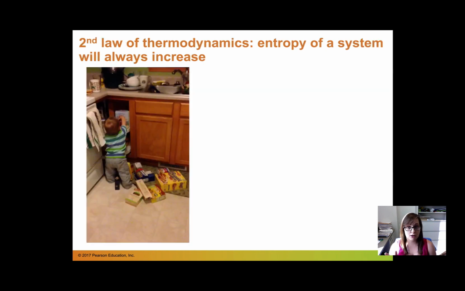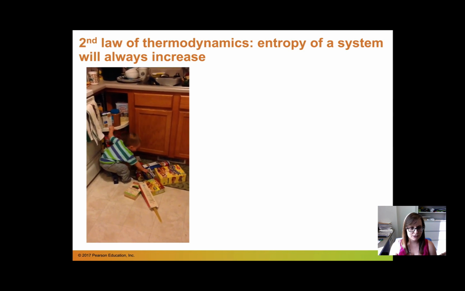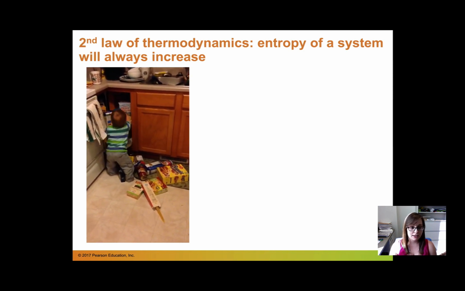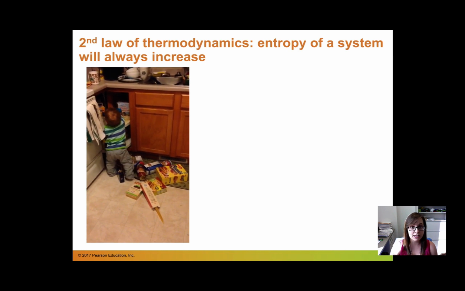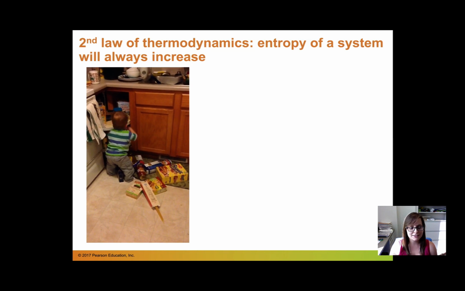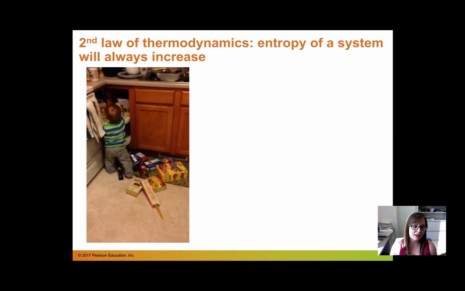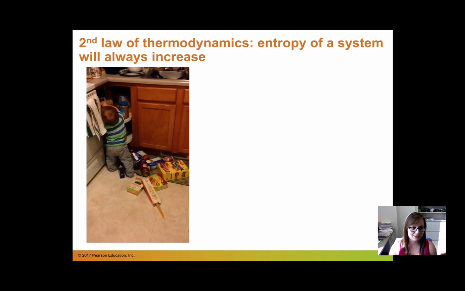The second law of thermodynamics is that entropy of a system always increases. And so here's an analogy for this. So this is my now 5-year-old when he was 2, and you can see he's emptying out our lazy Susan. And so the disorder of a system will always increase, right? And to create order again, you have to put energy back into the system, right? But this is the default, increasing disorder. And then I had to use energy to put the Bisquick and the spaghetti back into the lazy Susan.